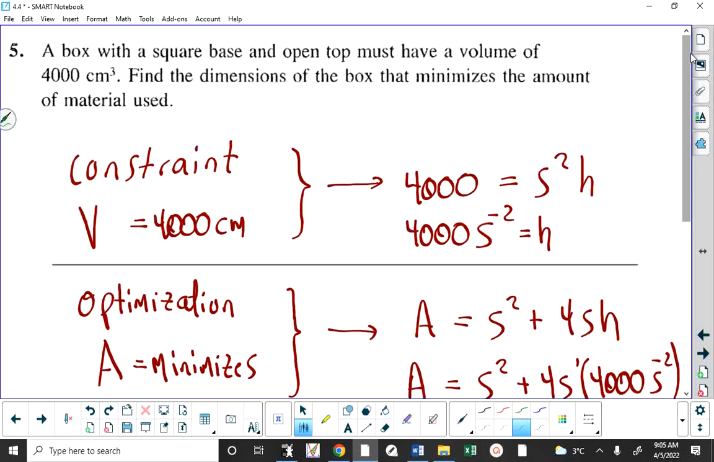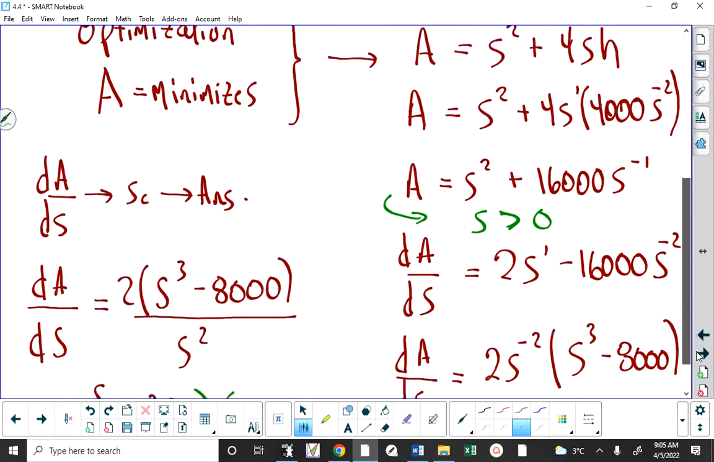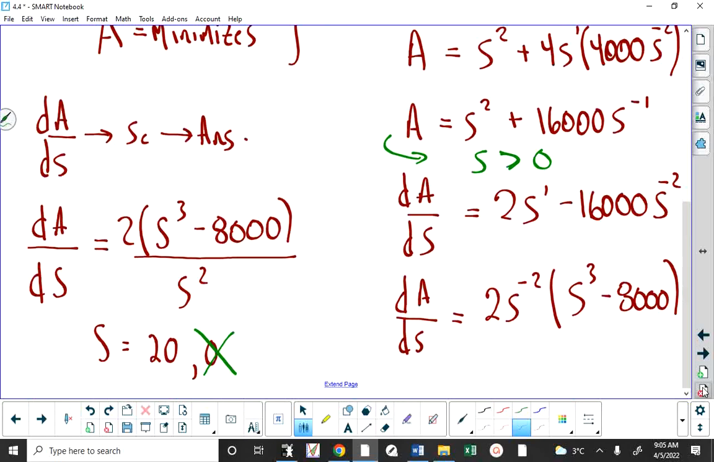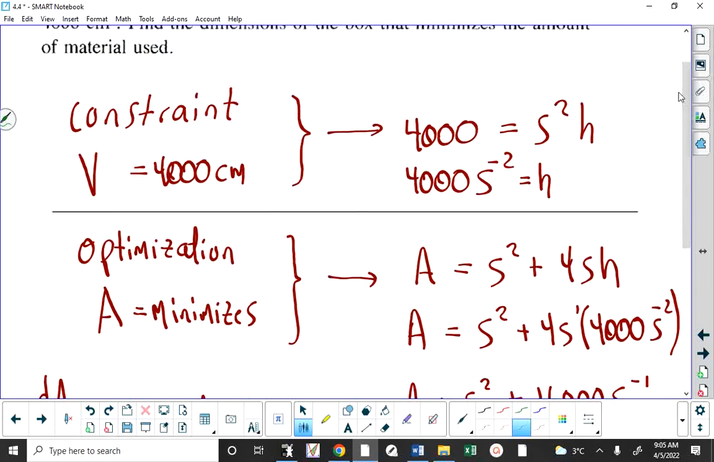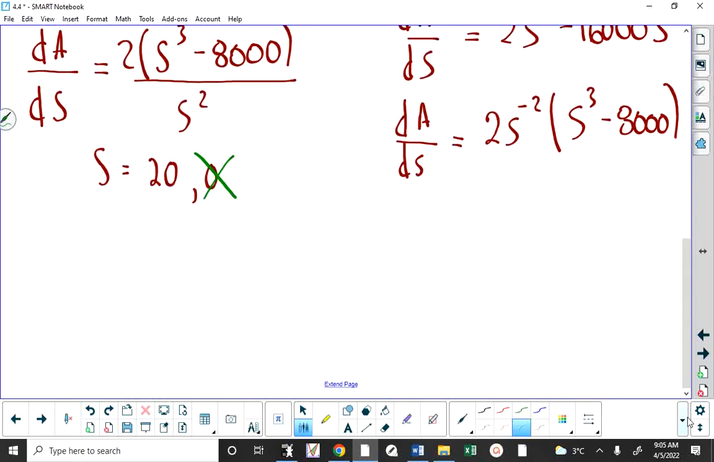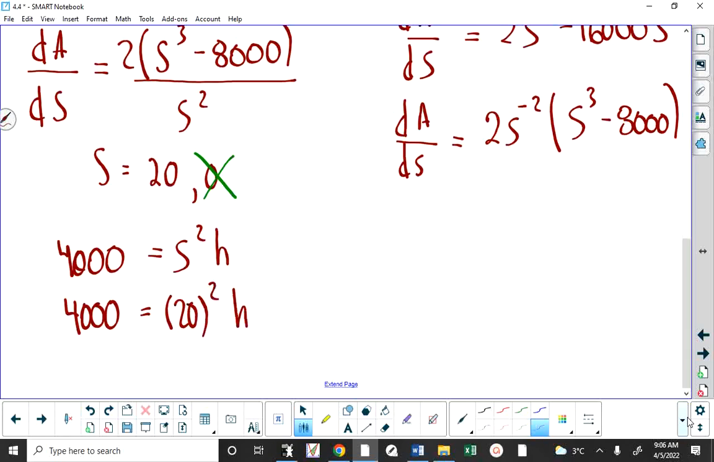The dimensions that would minimize the box would be, if s is 20, 20 by 20 by whatever the height is, and we can determine the height by going up to our equation of constraint. The equation of constraint, I'm just going to write it as 4,000 equals s squared h. So if we put s in and solve for h, I believe we get 10.